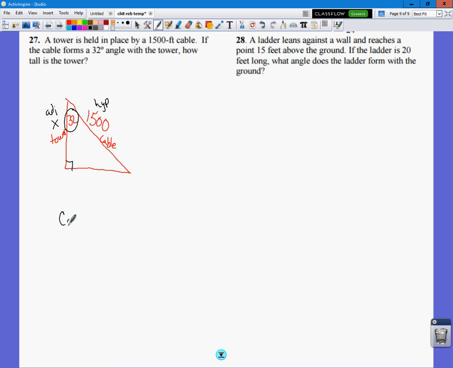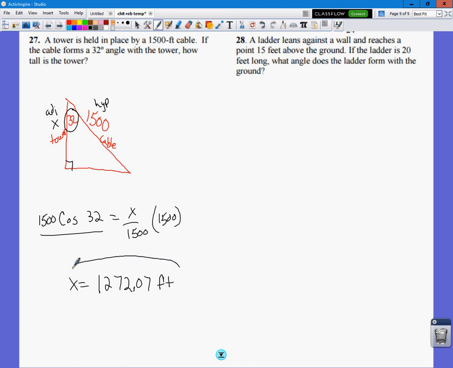Adjacent and hypotenuse is a cosine function, so I'm going to take the cosine of 32, and it should be equal to x over 1,500. I'm going to multiply both sides by 1,500 to get x by itself, and this is what's going to get keyed into the calculator. So I take 32 cosine times 1,500, and I get 1,272.07 rounded to the nearest hundredth, and this was in feet, so I really should label it.